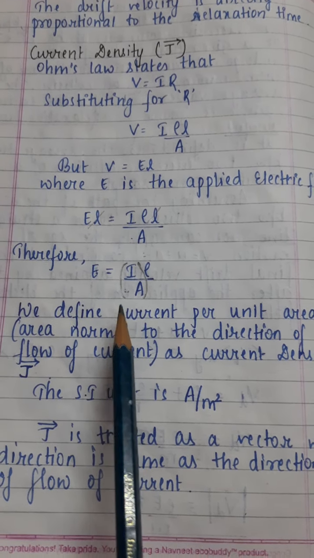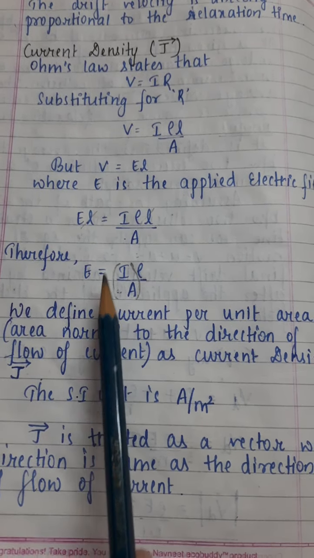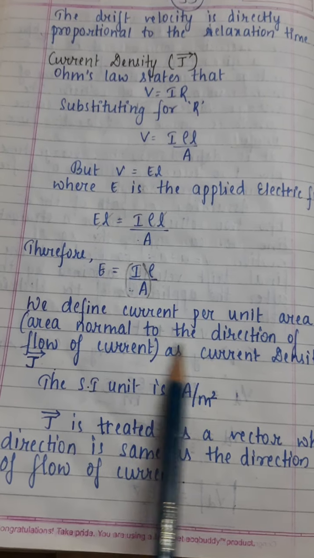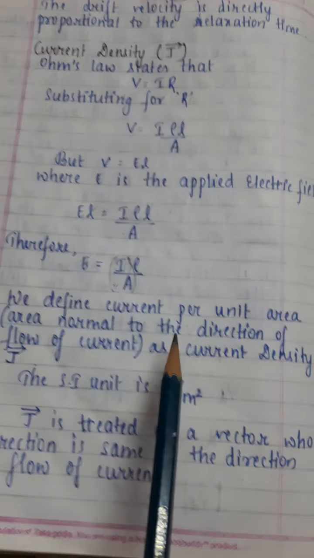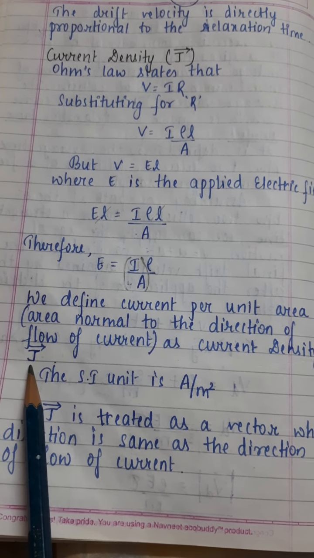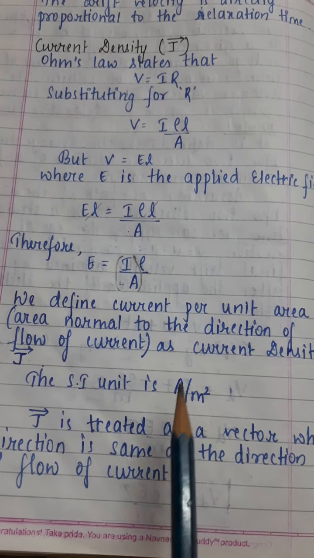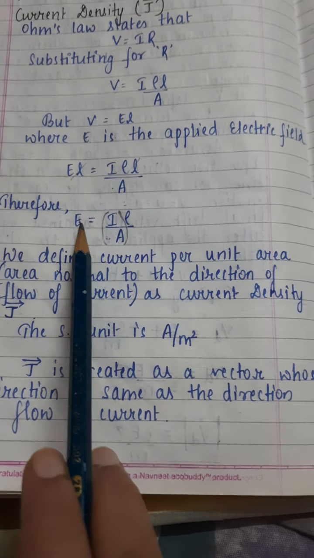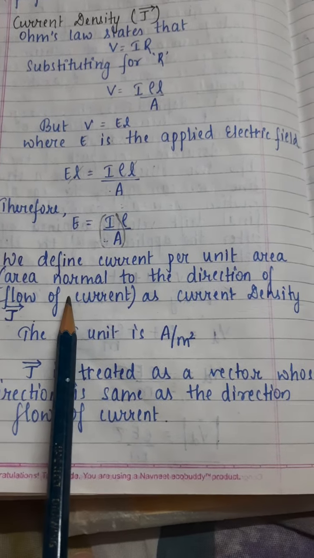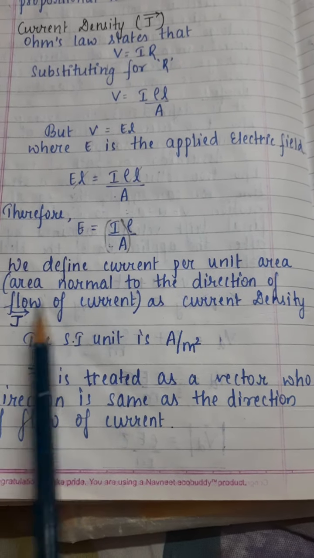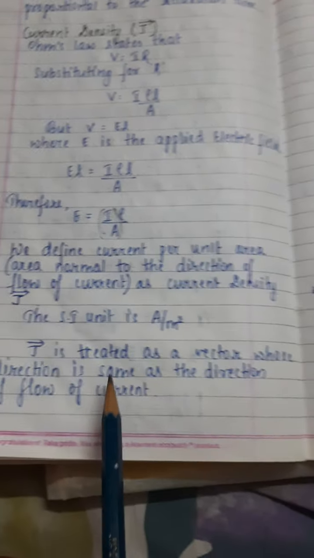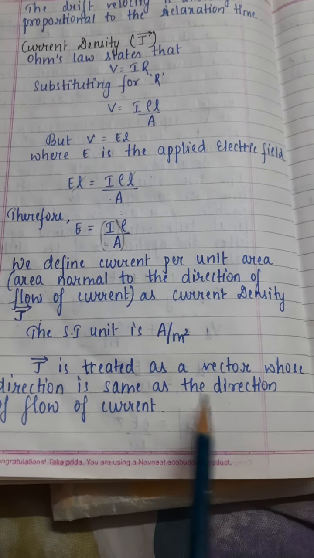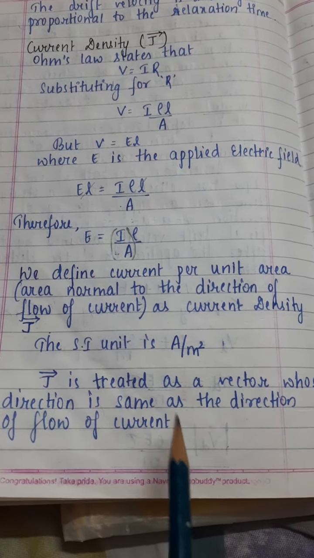Here I by A we are considering as current density, that is, current per unit area, the area normal to the direction of flow of current. Current density is denoted by J. The SI unit is ampere per meter square. This is a vector quantity because the electric field is a vector quantity and we are considering the direction. Its direction is the same as the direction of flow of current.